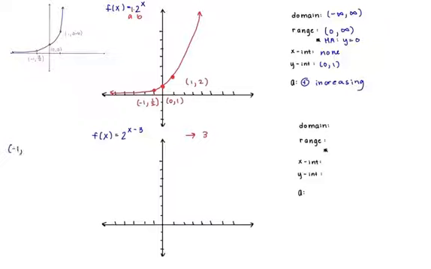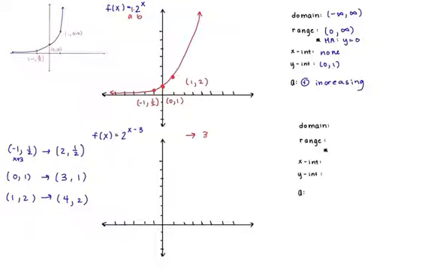So that point, (negative 1, 1/2), I'm going to add 3 to my x value, and that's going to move me over to (positive 2, 1/2). And then (0, 1), again, I'm going to add 3 to my x value. I'll get (3, 1). And that point (1, 2), when I add 3 to it, I will get (4, 2).